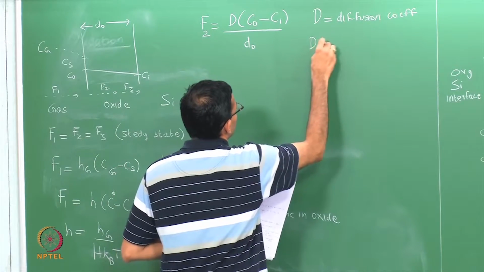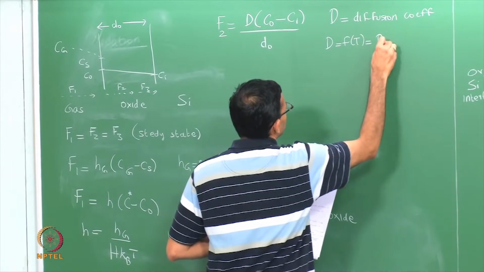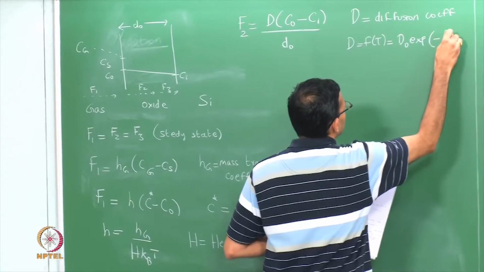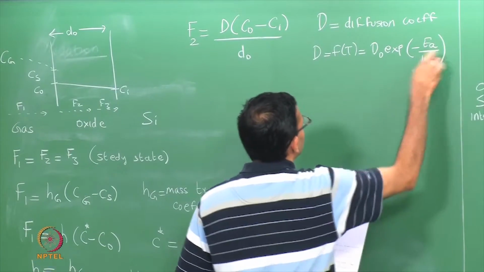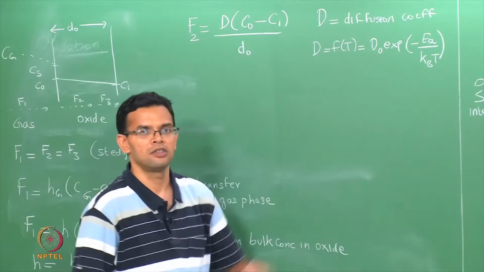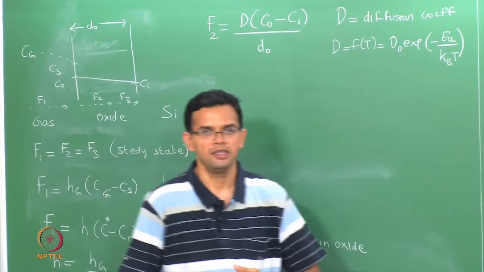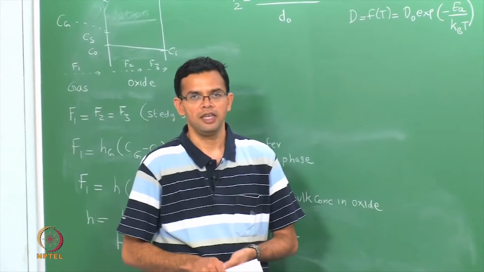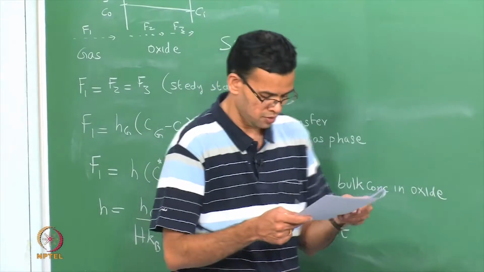D is a function of temperature and is usually written as D naught exponential minus EA over KT, which is the standard Arrhenius expression. So, D naught is the constant, which is your diffusion constant, and EA is the activation energy. So, the values of D naught and EA will change depending upon the diffusing species.